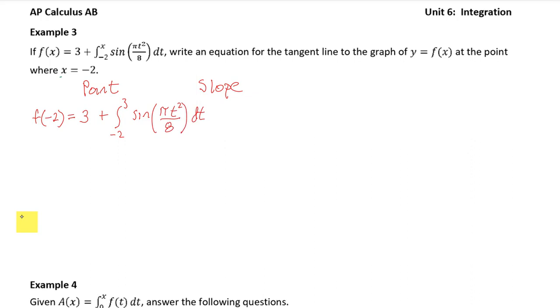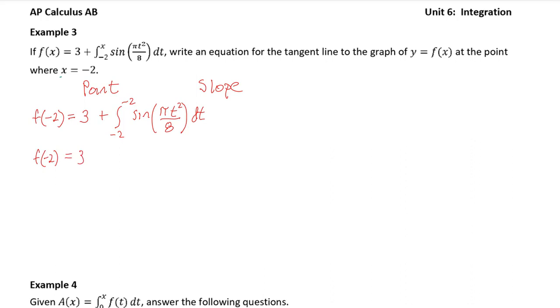Okay, so I need to actually plug that in. Now, take a look here. I just realized I made a mistake on my upper integration. I'm finding f of -2, so it's equal to 3, the original number in front, plus the integral from -2 to -2. There we go. All right. Now, here's the nice thing about this. I know that the integral from -2 to -2 is just going to be 0. So f of -2 is just going to equal 3. Okay? So there's my point.